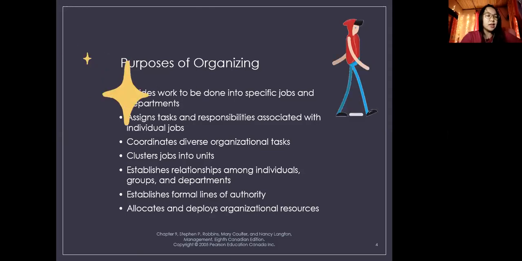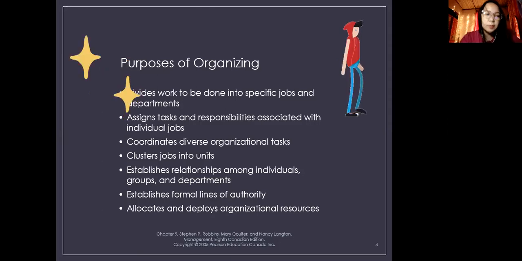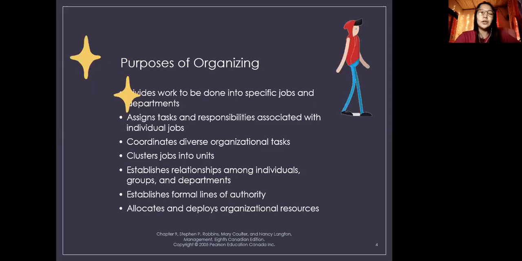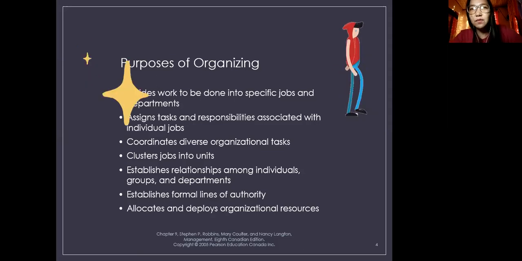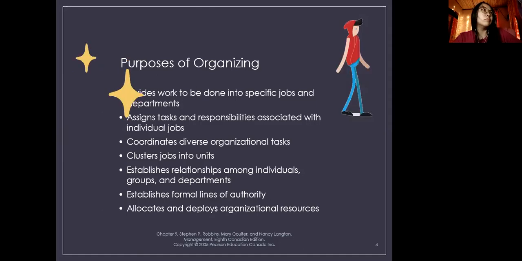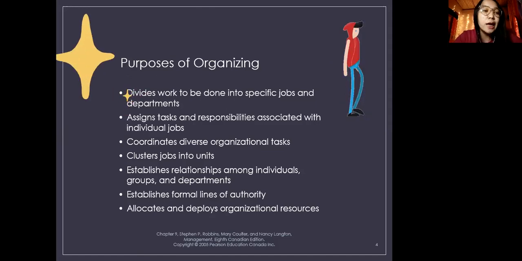Okay. Next is it assigns tasks and responsibilities associated with individual jobs. That's right. It coordinates diverse organizational tasks, coordinate or somewhat connect them. It clusters jobs into units because of the organizational structure. It establishes relationships among individuals, groups, and departments. It establishes formal lines of authority. Okay, later on we will be defining what is authority. And of course, it allocates and deploys organizational resources. Okay, by the way, I haven't mentioned in the first slide, but this slide is adopted from parang, I think, resource manual of our book, pero lower edition. So it is from Robbins and Coulter.